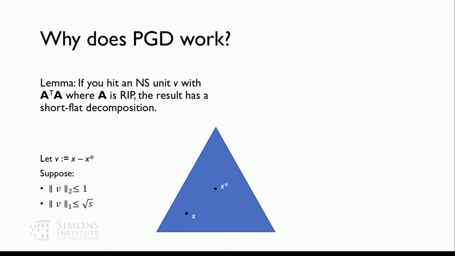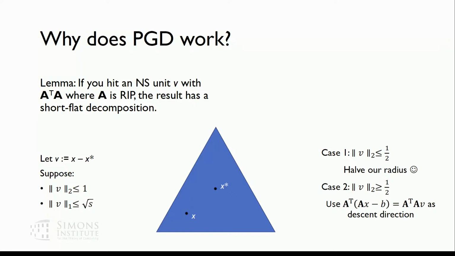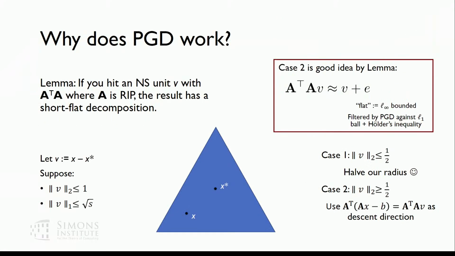Okay, a quick overview of why projected gradient descent works, armed with this new insight. Suppose for simplicity we're in this regime where x minus x star, where x star is our target vector, has L2 norm bounded by 1 and L1 norm bounded by root s. Our goal here is just to reduce the L2 norm. Case 1 is that it was better than I thought, and then we're just done. But in the second case, if the L2 norm is large, then we use A transpose A v as a descent direction. And this is a good idea by the lemma. Informally, you can write it into the progress direction, which is where you actually want to go, and then you have this error term, which is filtered out by the L1 projection.